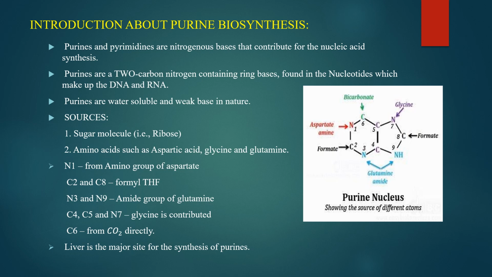So what are the sources required for the synthesis of purine? The first major source is the sugar molecule ribose, which is a 5 carbon sugar derived from carbohydrate metabolism, either the pentose phosphate pathway or the Entner-Doudoroff pathway. Secondly, certain amino acids like aspartic acid, glycine and glutamine, which are intermediates produced during glycolysis and the Krebs cycle, participate in the biosynthesis of purine.